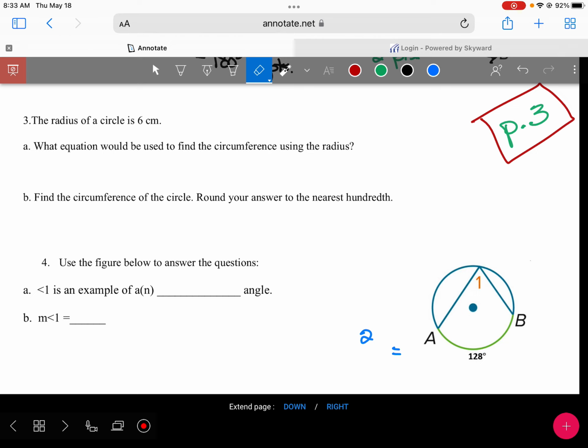Okay. So number 3 says the radius of a circle is 6 centimeters. Always try to highlight or underline the important information, right, Melvin? Right. So what equation would be used to find the circumference using the radius? What the heck is a circumference? 2 pi r, yes, circumference is 2 pi r.